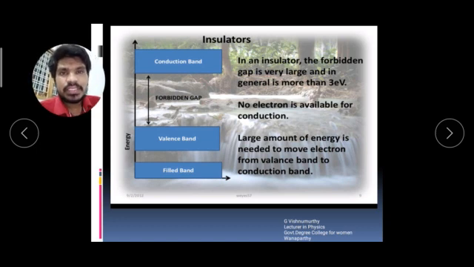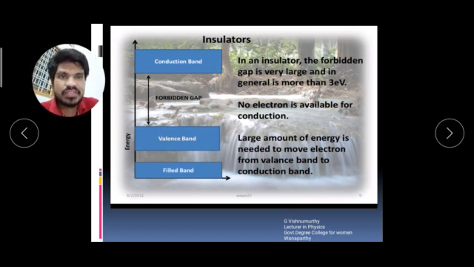So mainly 3 energy bands are present in the atom. One is called the valency band, the second is called the conduction band and the third is called the forbidden energy gap. These 3 are present in the atom.